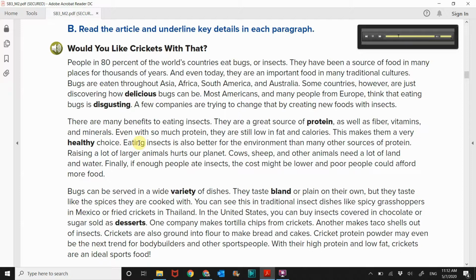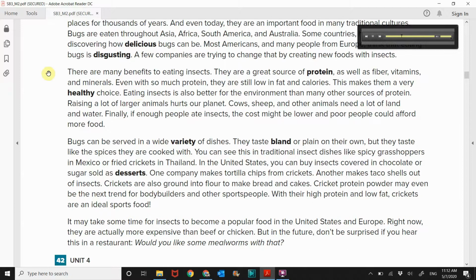Most Americans and many people from Europe think that eating bugs is disgusting. A few companies are trying to change that by creating new foods with insects. There are many benefits to eating insects. They are a great source of protein, as well as fiber, vitamins, and minerals. Even with so much protein, they are still low in fat and calories. This makes them a very healthy choice. Eating insects is also better for the environment than many other sources of protein. Raising a lot of larger animals hurts our planet. Cows, sheep, and other animals need a lot of land and water. Finally, if enough people ate insects, the cost might be lower and poor people could afford more food.